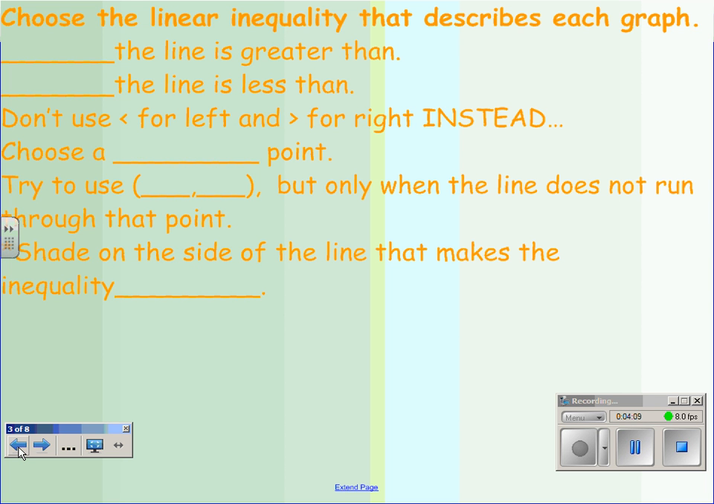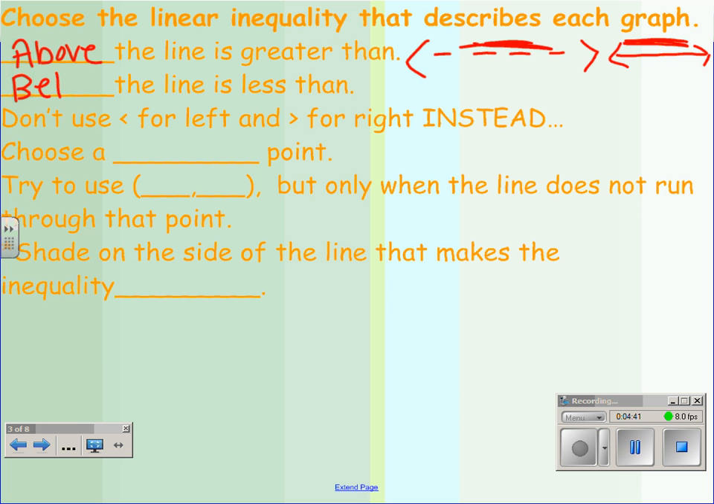Choose the linear inequality that describes each graph. So choose the line that describes each graph. Blank, the line is greater than. What we're looking for in this is whether I have a dashed line or a solid line. The question is, if we're looking at the area above that line, then that is going to be greater than the line. So that answer is above. In other words, if we were below the line, then we would be less than that particular inequality line.